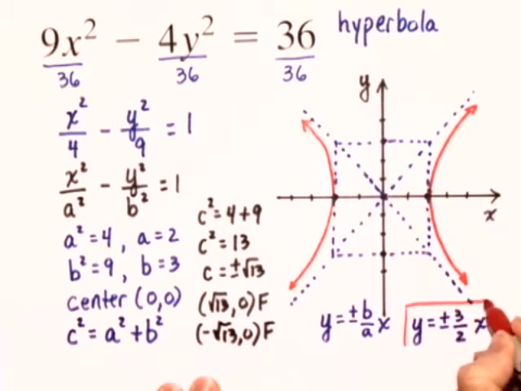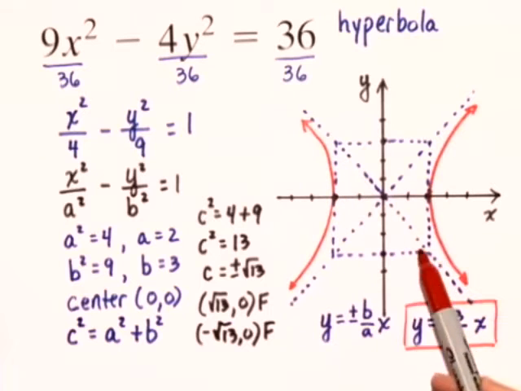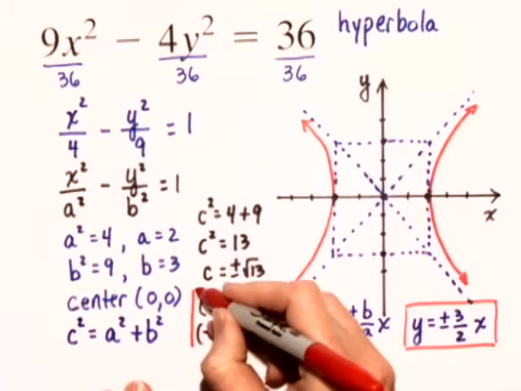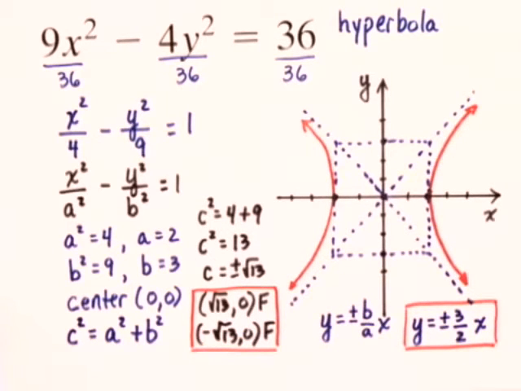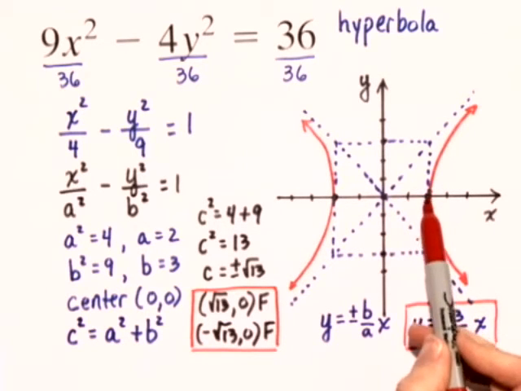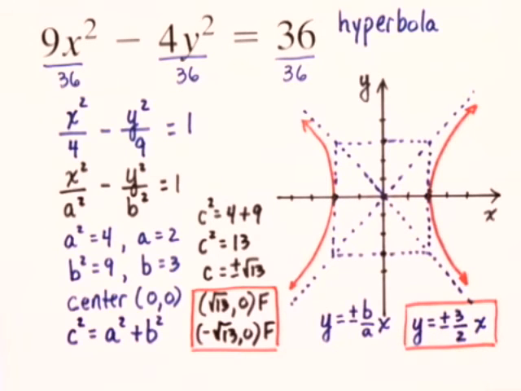So I'm going to highlight the information that we have. Y is equal to plus or minus 3 over 2 x are the equations for the two asymptotes, these two diagonals that I drew through here. The location of the foci are right here, plus or minus the square root of 13 and 0. The vertex is located at 2, 0, and the other vertex is at negative 2, 0. And here is the graph of our hyperbola.